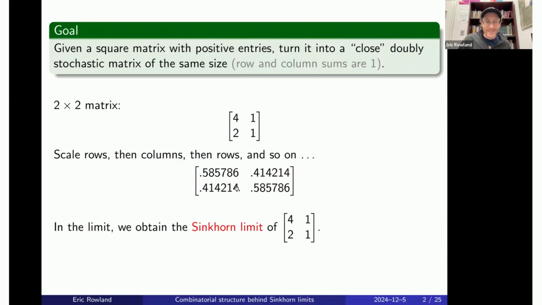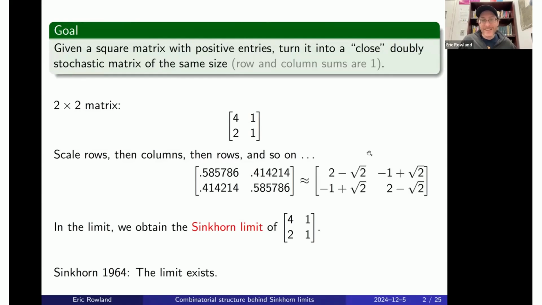So this 2 by 2 matrix, we say, is the Sinkhorn limit of this matrix 1, 2, 1. And this goes back to at least 1964. It actually goes back earlier than that. But Sinkhorn was the one who at least claimed to establish that this limit exists for square matrices with positive entries. And in this case, maybe you can recognize these numbers. This 0.414 kind of looks like the square root of 2. And in fact, this is a pretty good guess for the exact values of these numbers in the Sinkhorn limit.